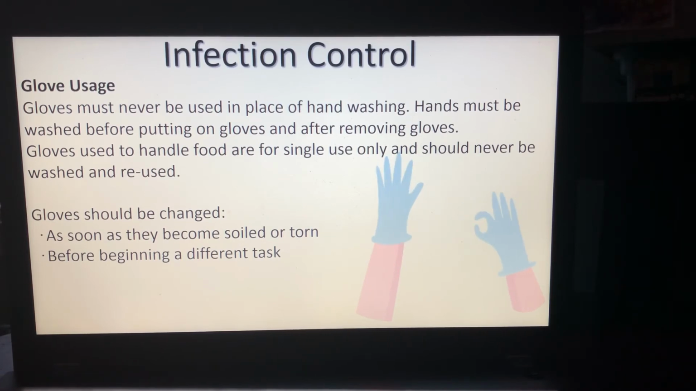If you're ever assisting more than one person at a time, you need to make sure that you're not cross-contaminating. You're not using your gloved hand to feed more than one person. Gloves should be changed as soon as they become soiled or torn and before beginning a different task.